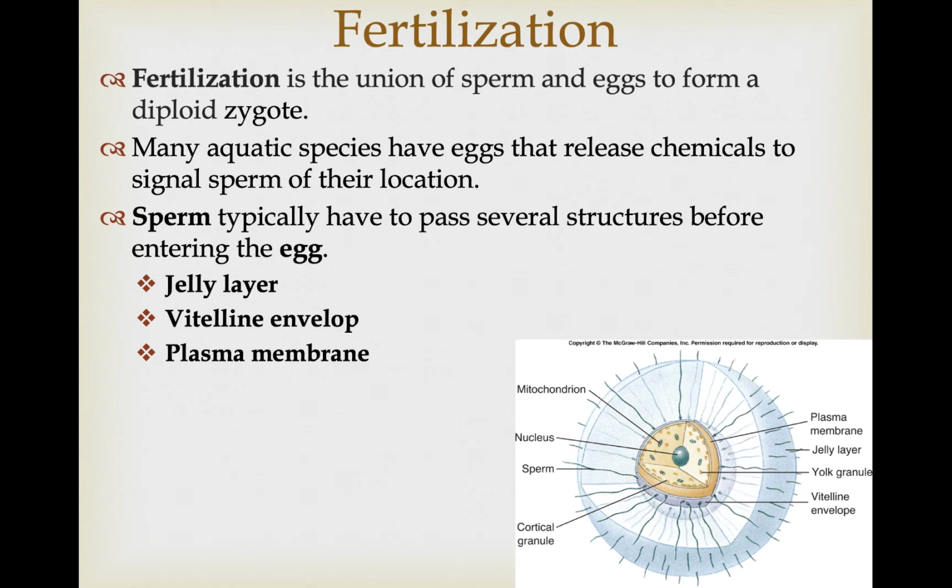So there are various challenges that the sperm has to bypass to successfully fertilize an egg. The first of these layers is called the jelly layer, and it's the thick layer in the light blue here in this figure. If it makes it through the jelly layer, it has to go through this purple thin barrier called the vitelline envelope, and there's a lot of chemical communication that happens here. And then finally it has to pass through the plasma membrane before it can deliver its DNA material into the nucleus of the egg.